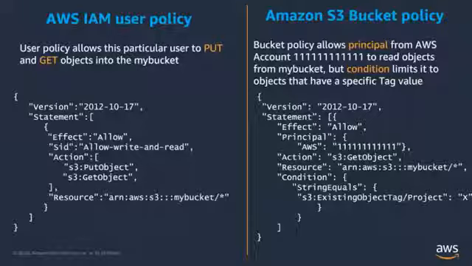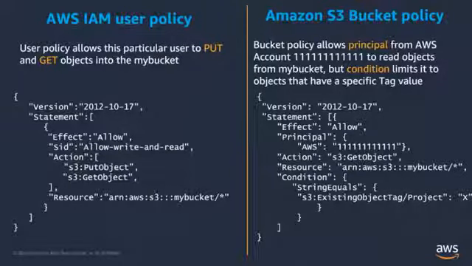So our actions are S3 PutObject and S3 GetObject, and our resource is arn:aws:s3:::mybucket/*. So these are objects within that bucket. Our actions are put and get objects, so those are object-level actions, and so we have an object-level resource.